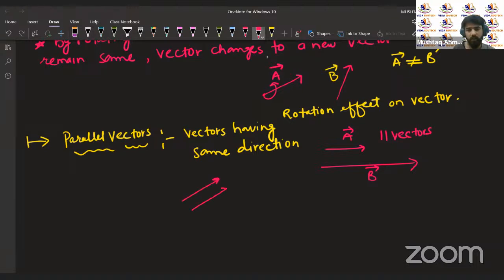This is also a parallel vector, this vector A and this vector B. This is also a parallel vector. So all these vectors are called parallel vectors. So any two vectors, or any three vectors, or any n number of vectors will be called parallel vectors if they have the same direction.